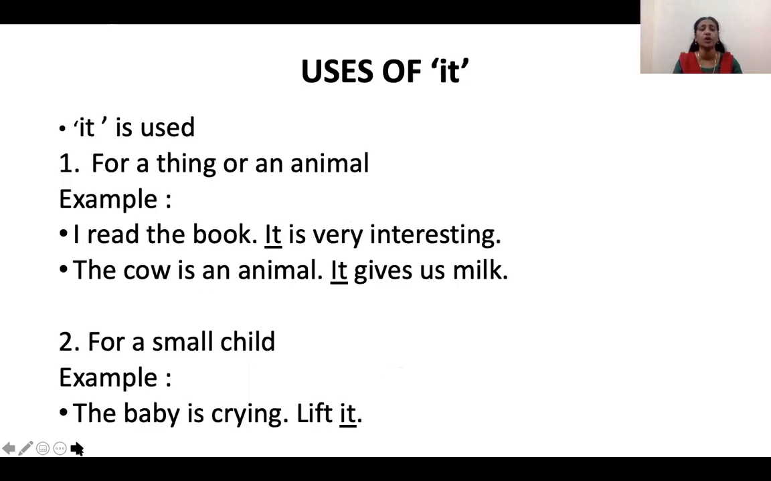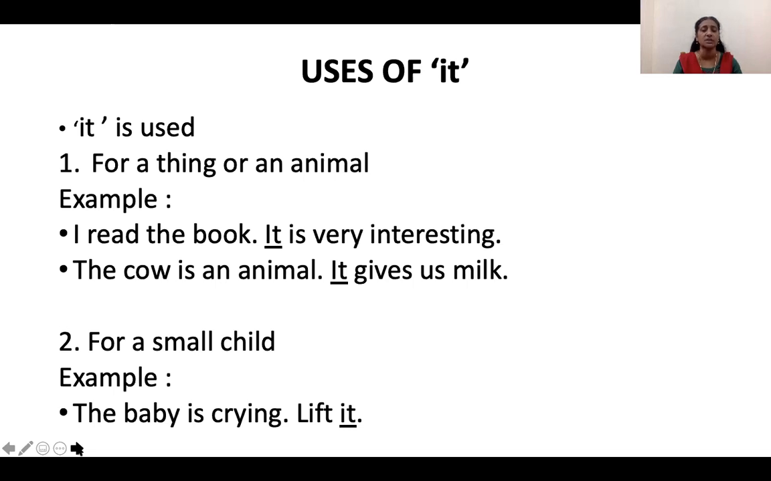Now we'll learn about the uses of it. It is used, first one, for a thing or an animal. Example: I read the book. It is very interesting. The cow is an animal. It gives us milk. First, we are talking about the book, which is a thing, so we use the pronoun it. It is very interesting. Now in the second sentence, we talk about an animal, the cow. The cow is an animal and we use the pronoun it.